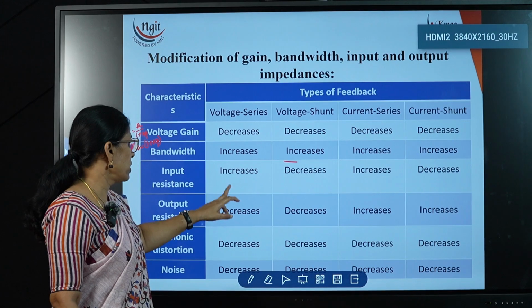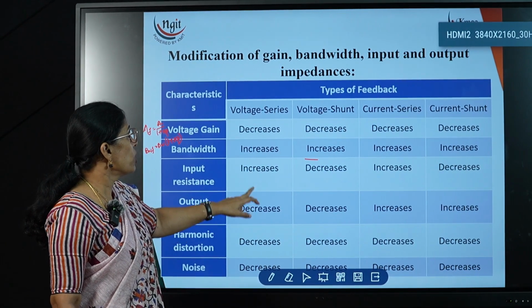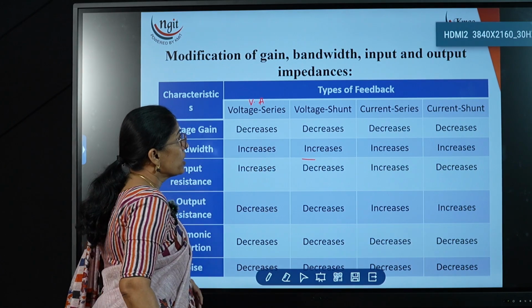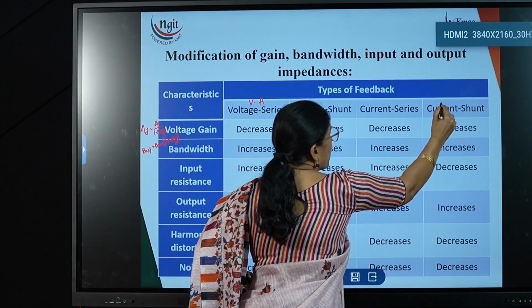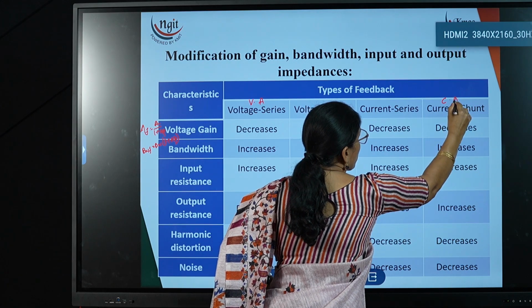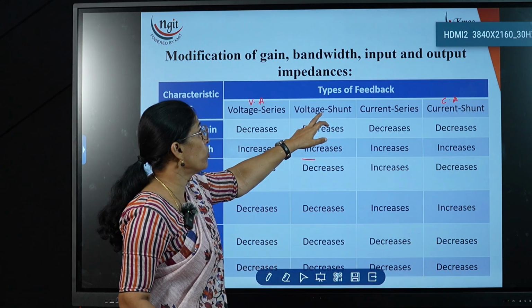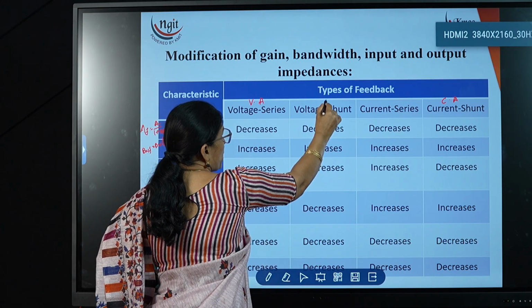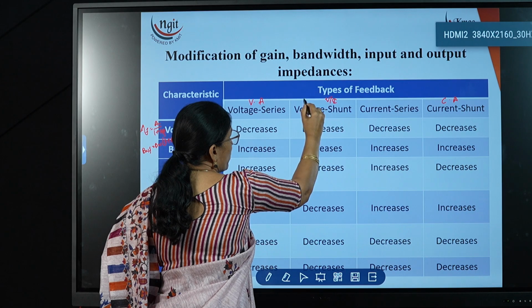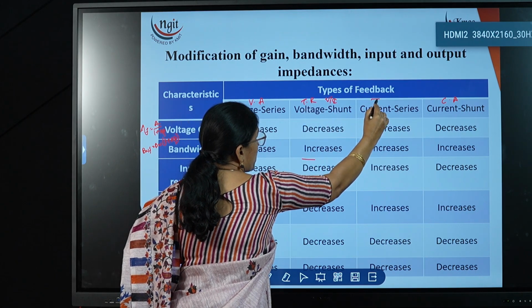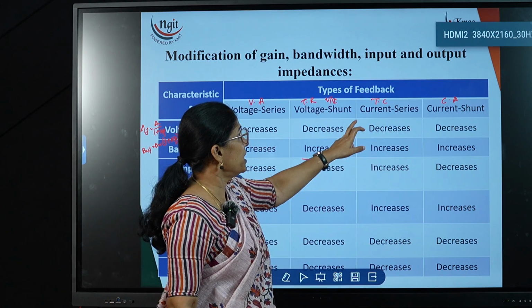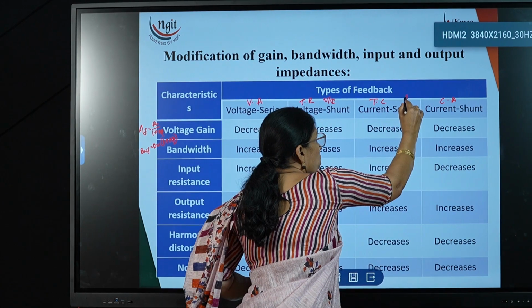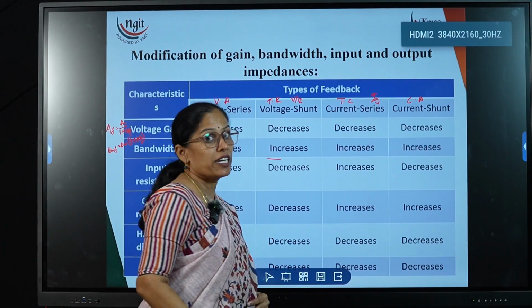So similarly, voltage series is nothing but a voltage amplifier. Now current shunt is nothing but a current amplifier. Now coming to the voltage shunt, output is voltage, input is current. So output is voltage, input is current means what? V by I is nothing but what? Transresistance. This is nothing but a transconductance. Why? Because in current series, output is current, input side is voltage. So I by V is nothing but what? Conductance.